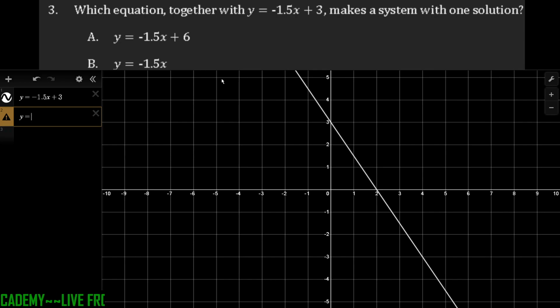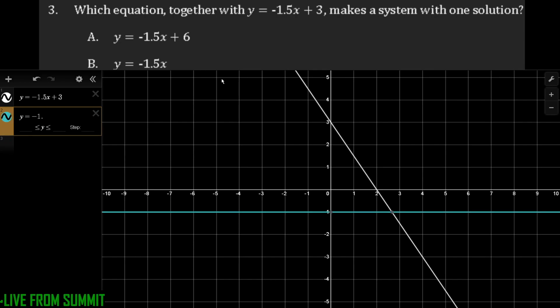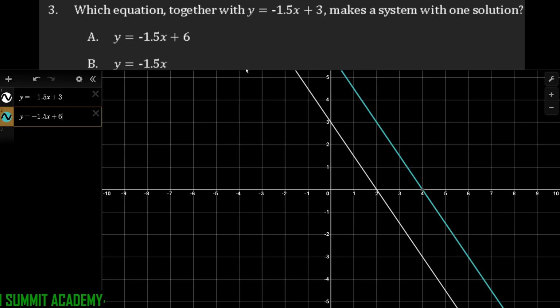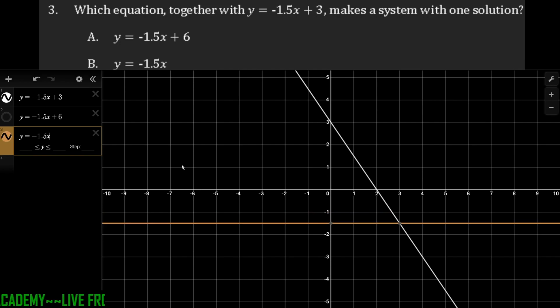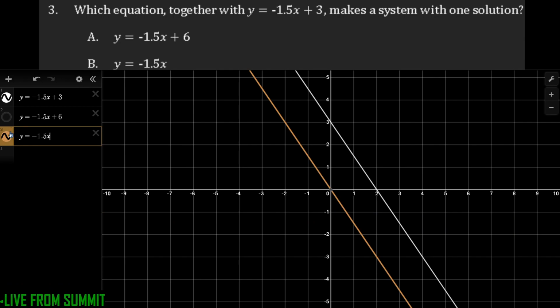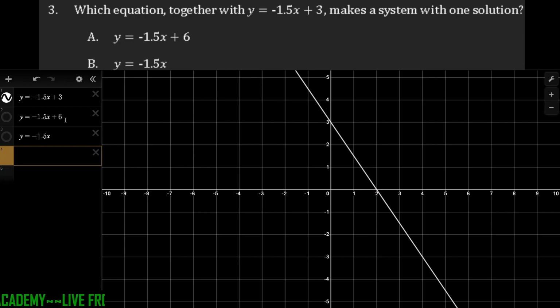So if I look at the next one, I would say y equals negative 1.5x plus 6. Notice how those are parallel lines, so that's going to be no solutions. If I look at the next one, I would say y equals negative 1.5x. Same idea, parallel lines, that means no solution again. Let's go to the next one for that choice C. It has 2y equals negative 3x plus 6. Find where that's at.